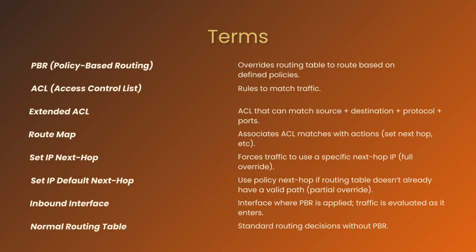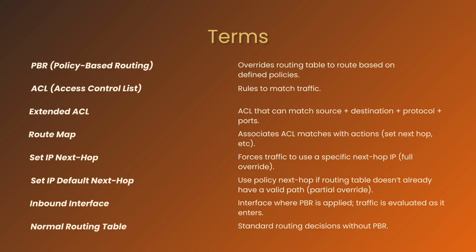Before we move on, let's quickly lock in the key terms used in policy-based routing. PBR. Policy-based routing is the process of forcing a router to make routing decisions based on rules we create, instead of relying only on the routing table. ACL. An ACL is used in PBR to identify traffic. In this case, it's not being used to block traffic. It's being used to match traffic so the router knows which packets the policy applies to.